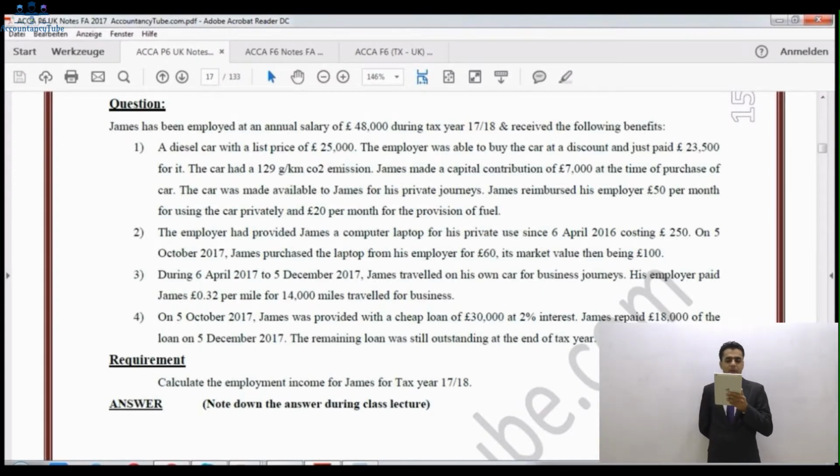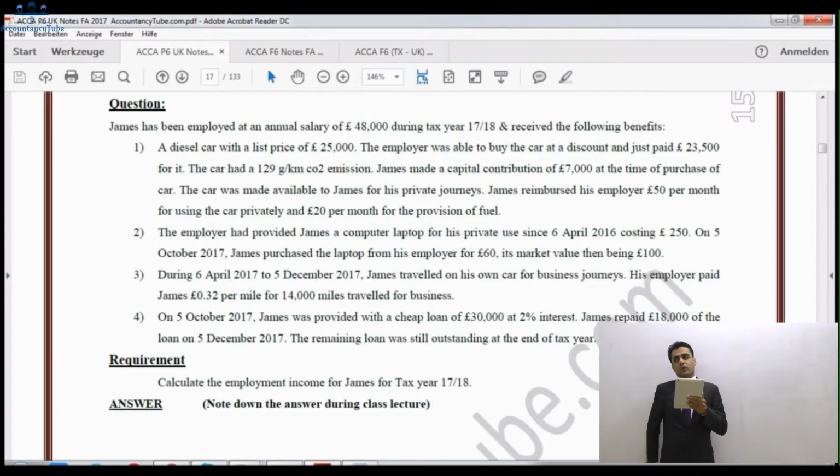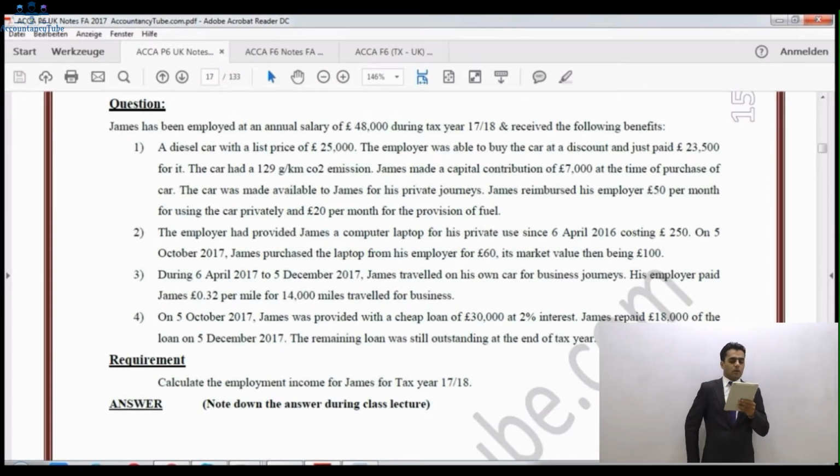JAMS has been employed at the annual salary of £48,000. Now I'm starting to read the question. Always read the requirement first, so your requirement will be in your mind and you will be reading the scenario. It will help you solve the question in a better way. JAMS has been employed at an annual salary of £48,000. The salary is £48,000 straight away during the tax year 17-18, and she received the following benefits as well.